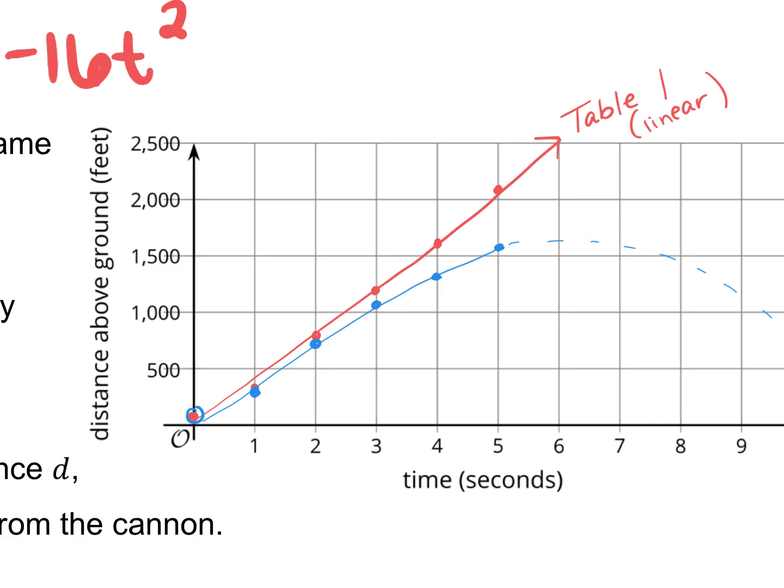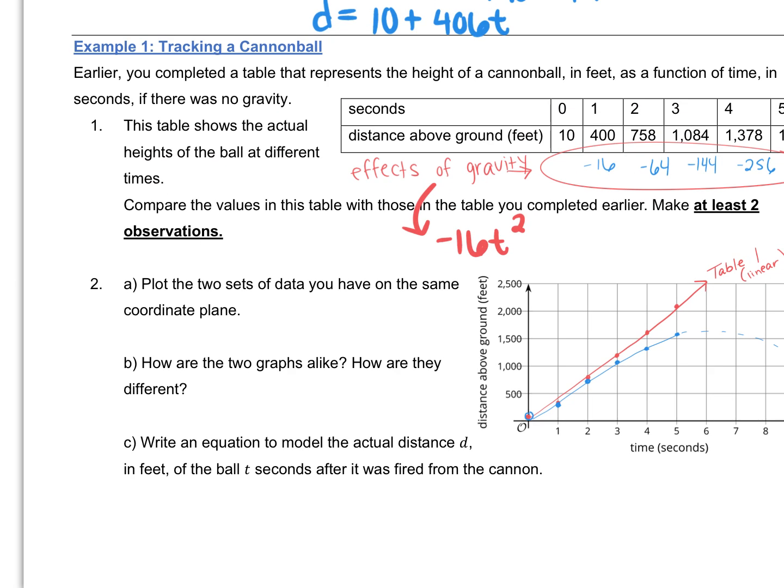That was probably a poor sketch, but you get the idea. So how are the two graphs alike? Well, they share the same y-intercept, right? They both start at 10. What's different is that one's linear, first of all. That's like the dead giveaway. One's linear versus the other one's creating this upside down U, right?